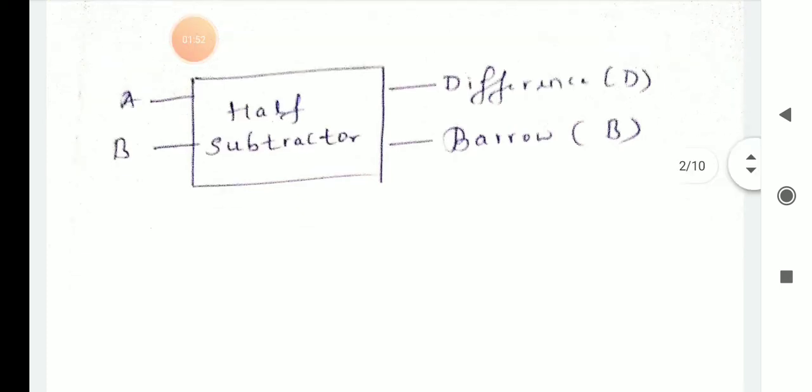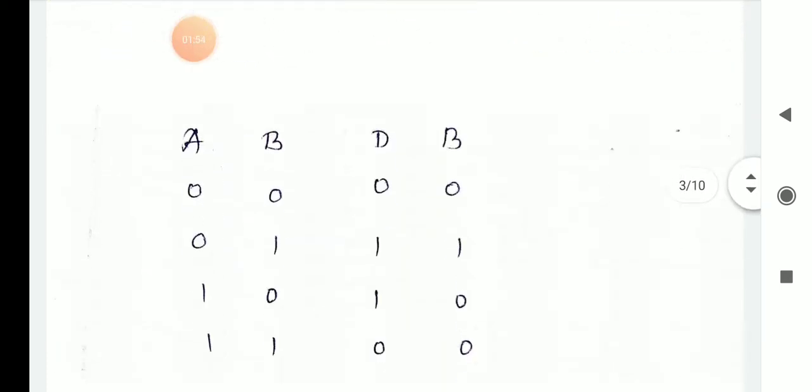Next we will move on to the truth table. First we write the four combinations, 2 raised to 2, that is 4: 0 0, 0 1, 1 0, 1 1. A and B are the inputs and D and B are the outputs. D indicates difference, B indicates borrow.